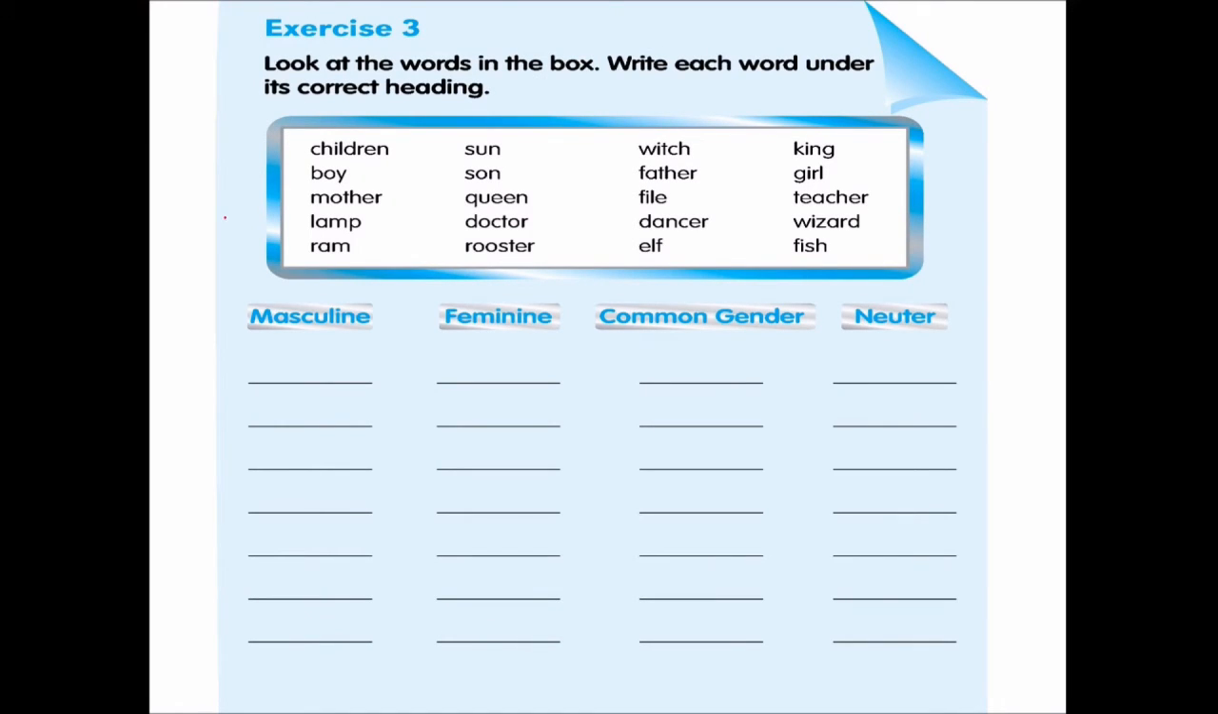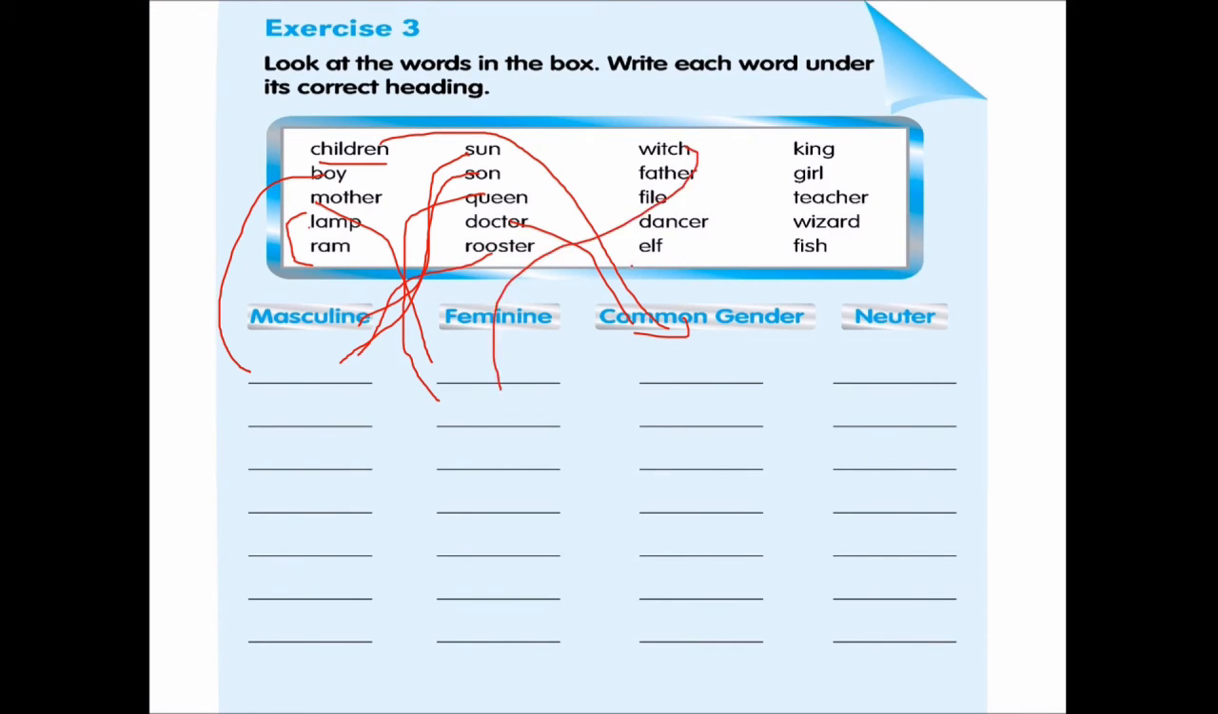Then look at the words in the box, and write each word under the correct heading. Children can be either male or female, so it will be common gender. Boy, masculine. Mother, feminine. Lamp, ram, what are these? We'll talk about this just now. Son is masculine. Queen is feminine. Doctor is common gender. Rooster is masculine. Witch, feminine. Father, masculine. File, which file we are talking about, so lamb, ram, file we'll talk about. Dancer is common gender. Elf, we'll just talk about elf. King is masculine. Girl is feminine. Teacher is common gender.